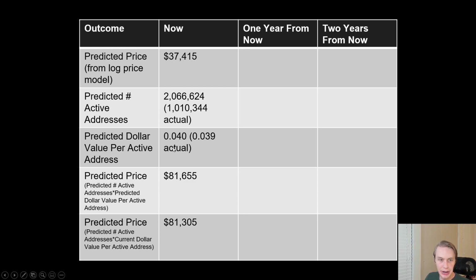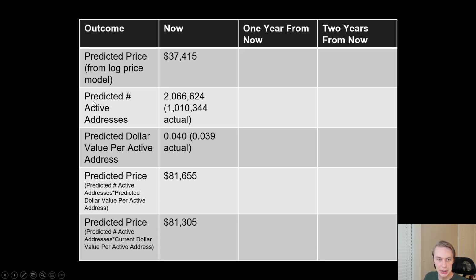And then we also have this predicted dollar value per active address, and it turns out that the predicted value and the actual value are basically the same right now, just as it so happens, at around 4 cents per active address. So basically per active address, you'd expect about 4 additional cents to be added to the Bitcoin price. And now we can have our two alternative ways of assessing fair value versus just using this logarithmic model on the price.